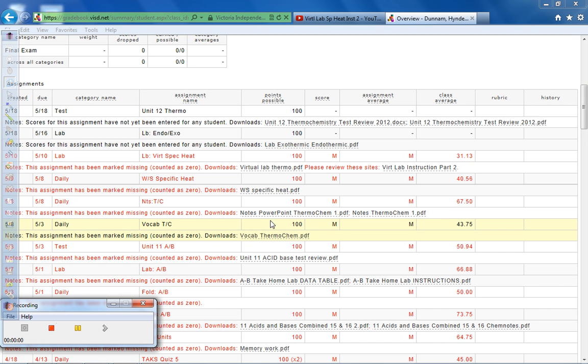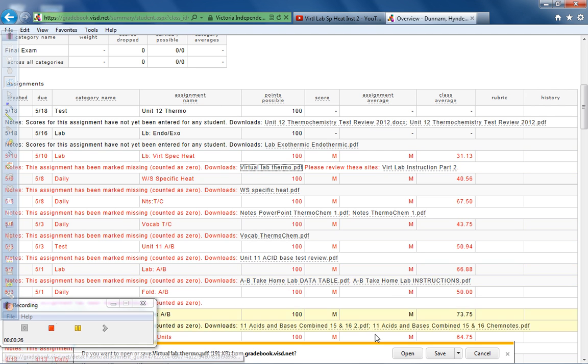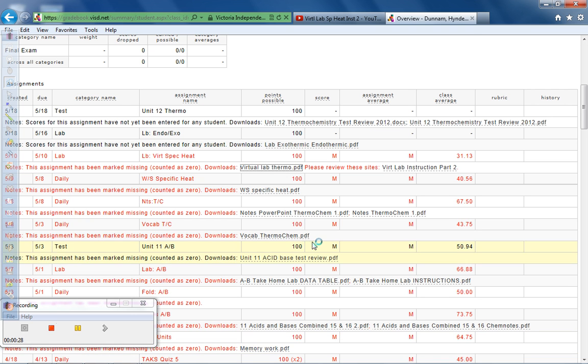Dearmond here. We're going to be looking at the virtual lab, the virtual specific heat lab. As you look at this in eSimbler, you've already connected on the virtual lab instruction part 1, which is what we're looking at. So go ahead and download the virtual lab thermo. Open that.